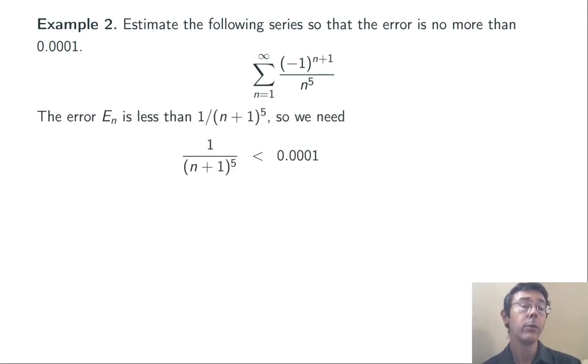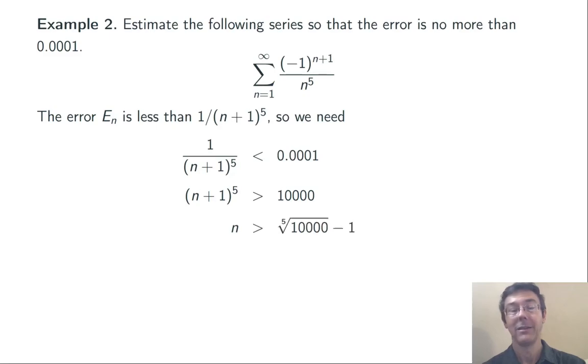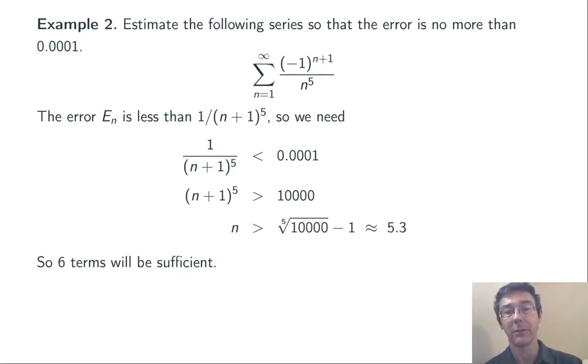Now we can actually try and estimate it. Now, we know that we want the error to be less than 0.0001. So if we use n terms, the error is going to be less in absolute value than the n plus first term. So 1 over (n+1) to the fifth has to be less than 0.0001. Our goal now is to solve this for n. So we cross multiply, take the fifth root and subtract 1, and then get a decimal approximation, about 5.3.